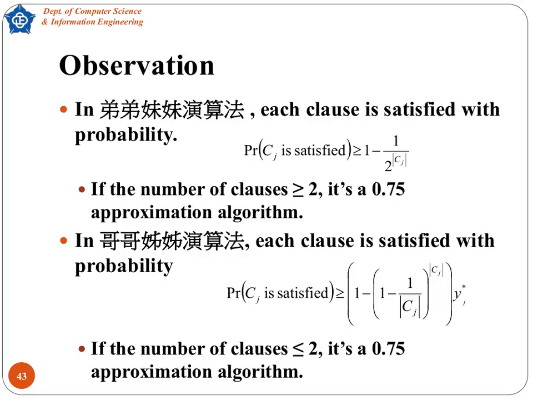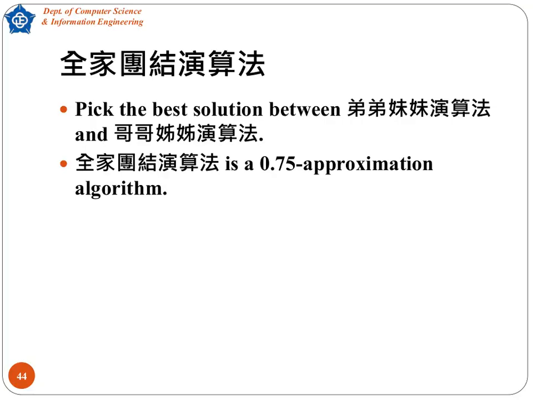Building on those two rounding strategies, let's call our new method the full family union algorithm. It simply runs both the younger sibling and the older sibling approaches, and then picks whichever one yields the better solution. By merging and choosing between these two strategies, the full family union algorithm guarantees at least a 0.75 approximation of the optimum.